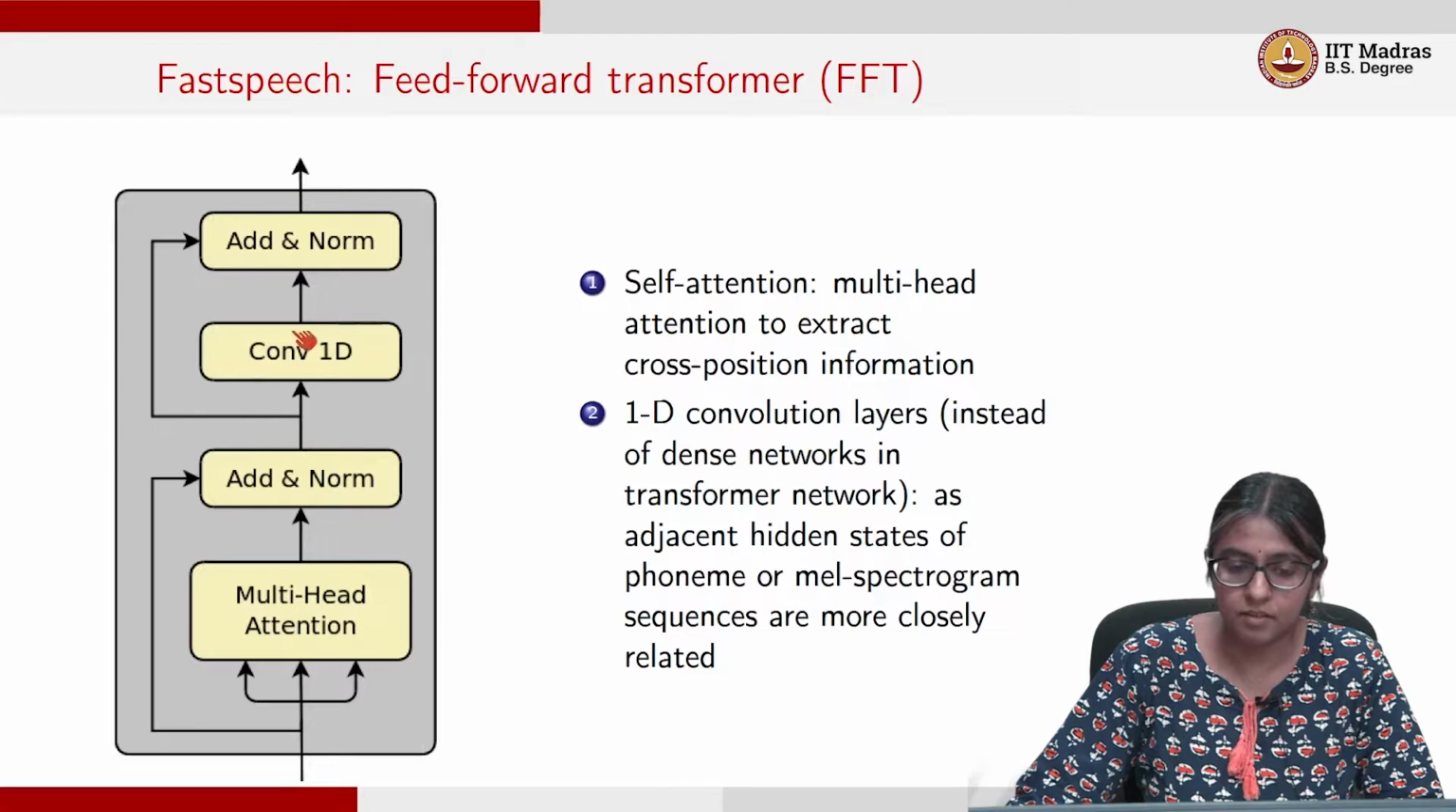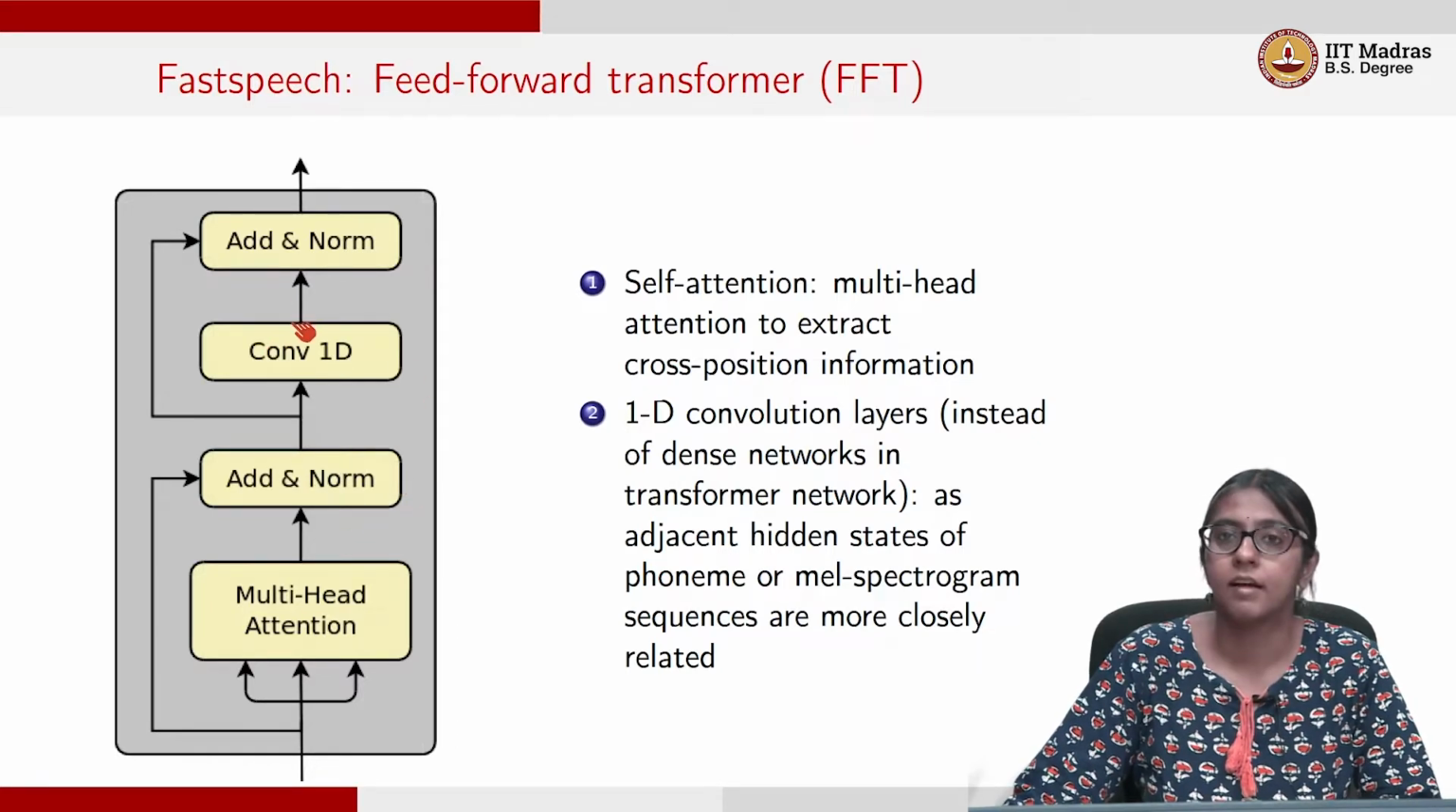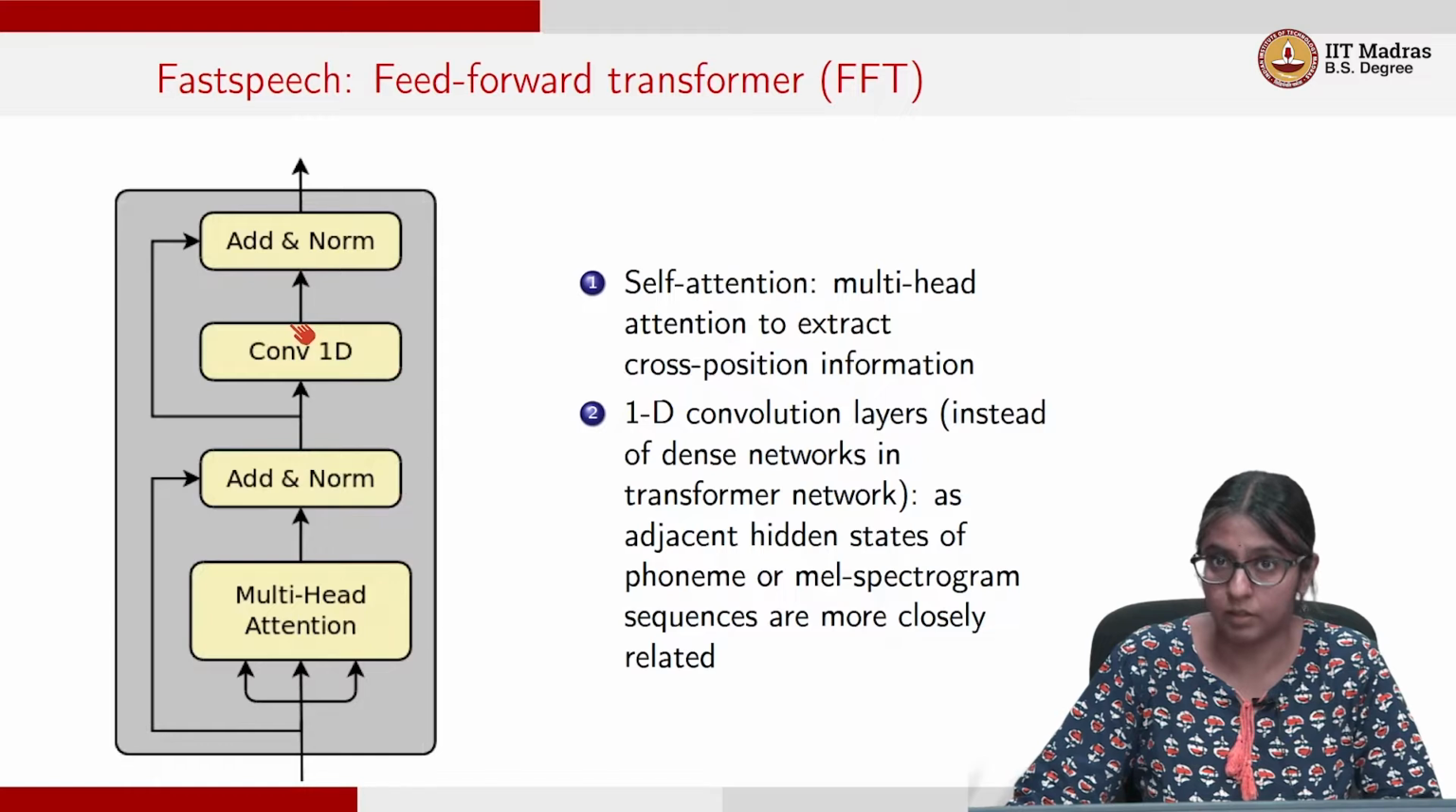So this is the internal architecture of the feed-forward transformer. Transformer uses self-attention and it has multi-head attention to extract cross-position information. And in the traditional transformer, we have dense networks. Instead of that, in FastSpeech, we have 1D convolution layers.